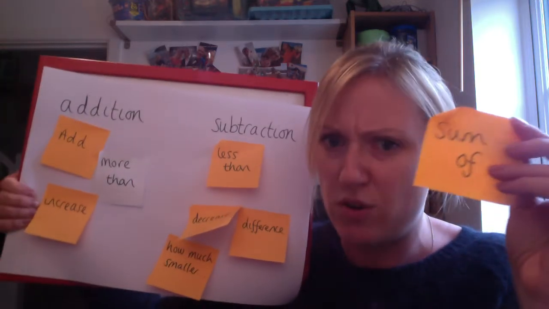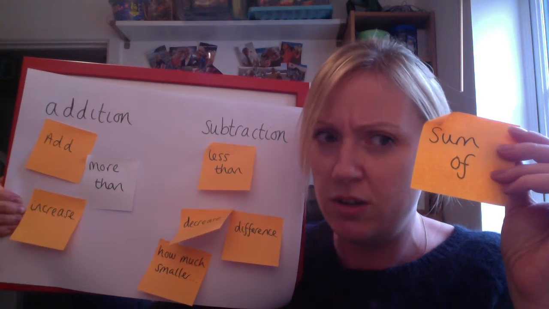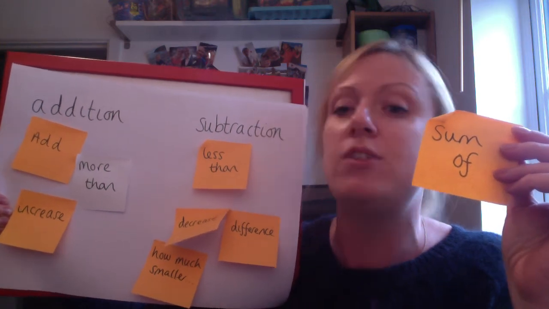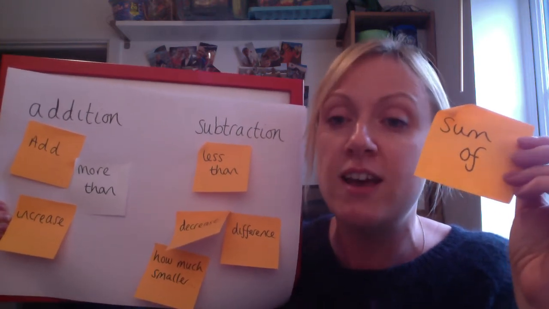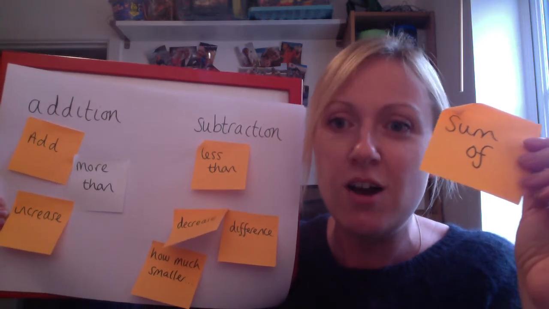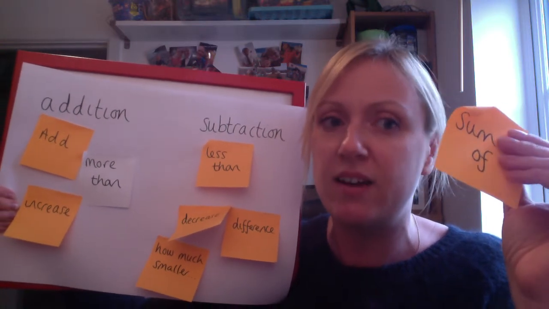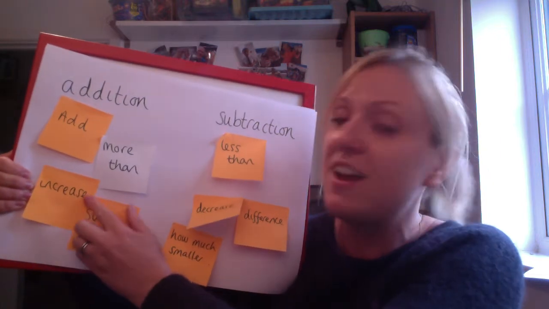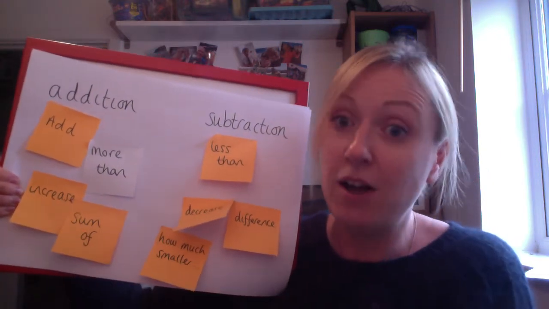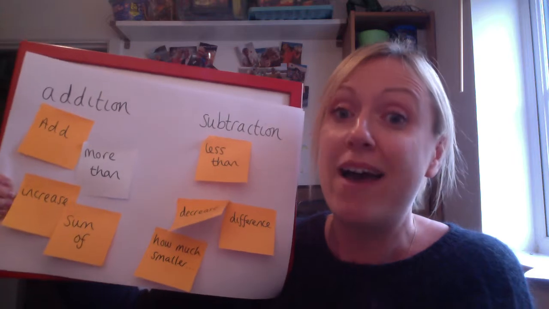And the last one I've got here is sum of. If I'm asked to find the sum of two numbers, the sum of 200 and 400, for example, I'm going to end up with a bigger number at the end because I'm being asked to add. Hopefully you knew all those words, and that will help us with our lesson today.